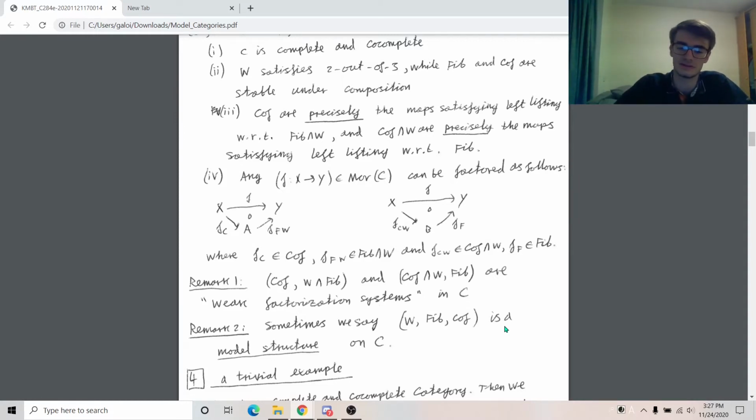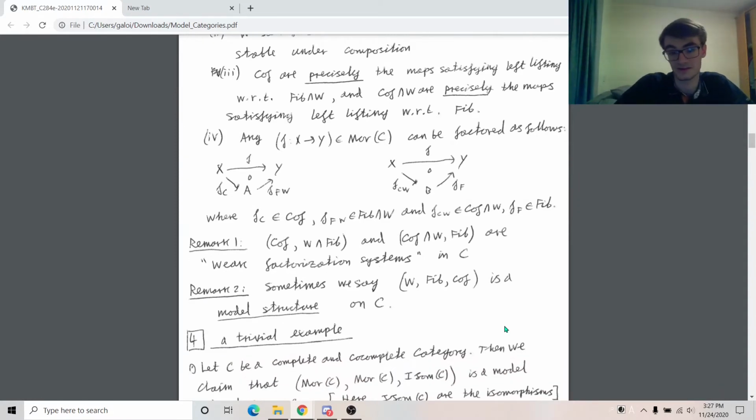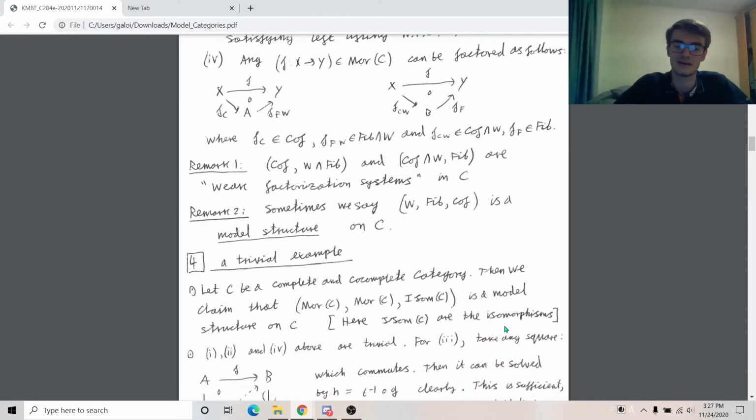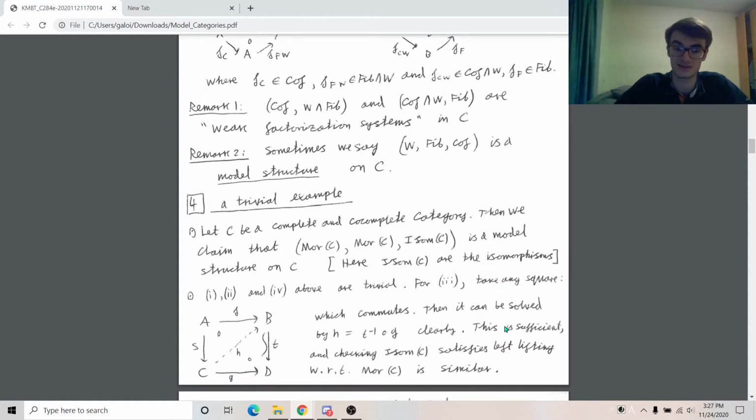And it turns out there's a very trivial example of a model category. Every model category has to be complete and co-complete, and every complete and co-complete category has a trivial model structure. Now, I got the order of the morphisms wrong here.